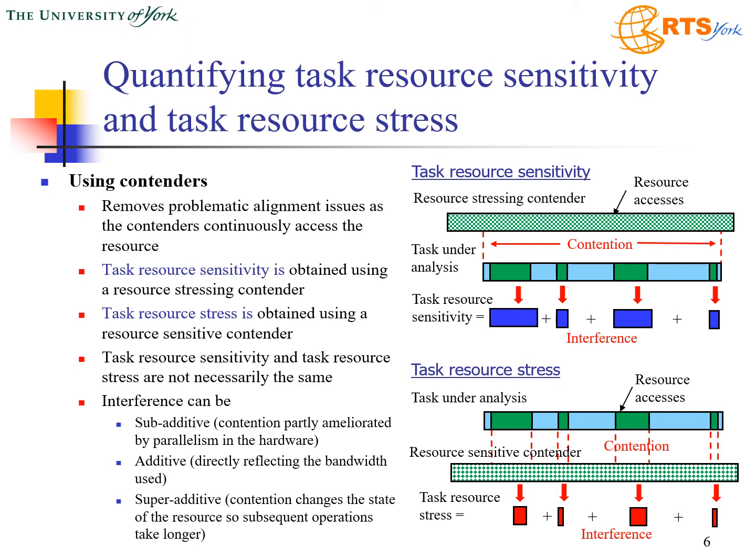Now, this interference can be subadditive, where contention is partly ameliorated by parallelism in the hardware. It can be additive, directly reflecting the bandwidth that's being used in the contention, or it can sometimes be superadditive, where the contention changes the state of the resource, causing operations to take longer.